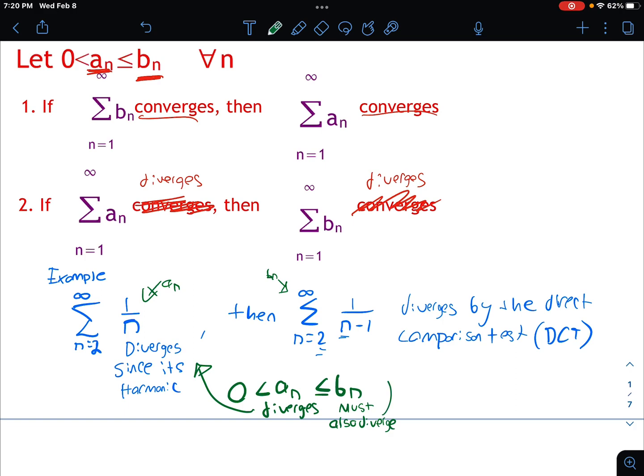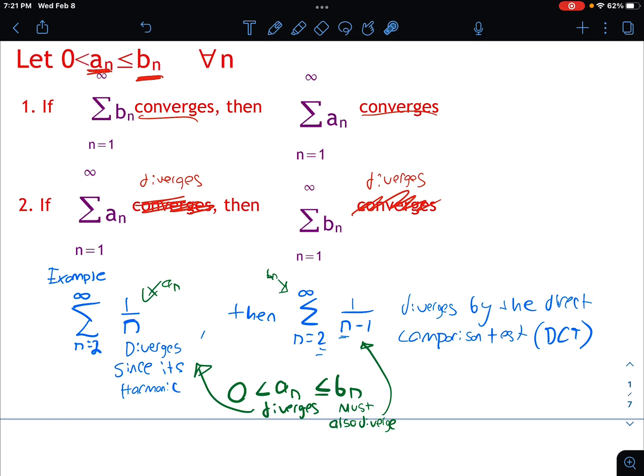Why is it larger, do you ask? Well, if you plug in 2, this one gives 1 over 1, while the harmonic gives 1 over 2. If you plug in 3, this one gives 1 over 2, while the harmonic gives 1 over 3. So this is always going to be larger than that one, term by term. And therein lies the direct comparison test. That's one side of it. We're going to show the other side as well.